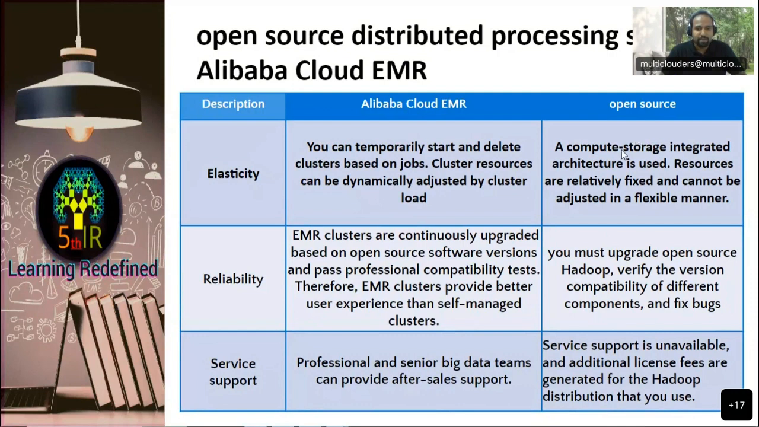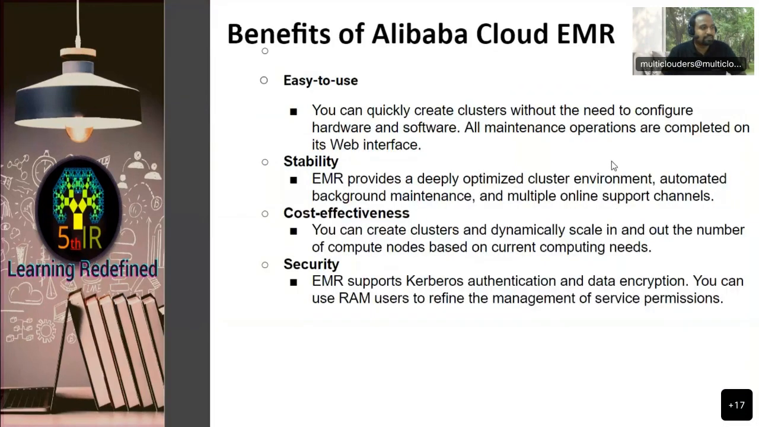And for service support, professional as well as senior big data teams are there to provide service support to you. But in case of open source, you have to do that yourself. Service support is not available. Additional service fees are generated for Hadoop licensing. You have to pay additional cost for licensing and everything. But in case of Alibaba Cloud Elastic MapReduce, professional and senior big data teams are there to provide service support to you. So that's the advantage of Alibaba Cloud Elastic MapReduce over an open source distributed system.